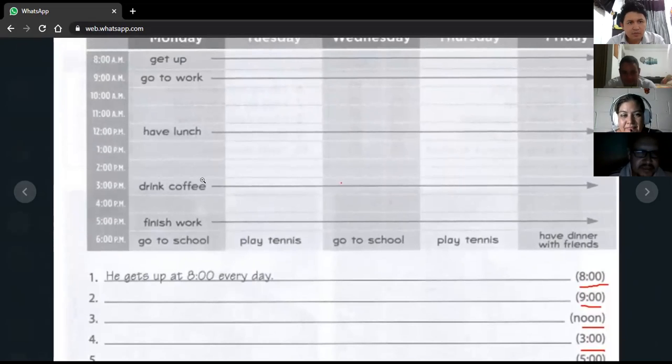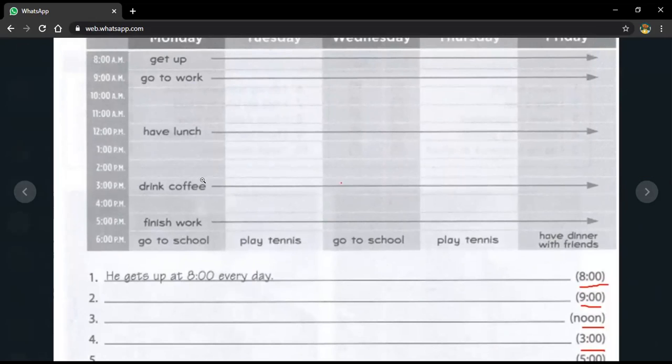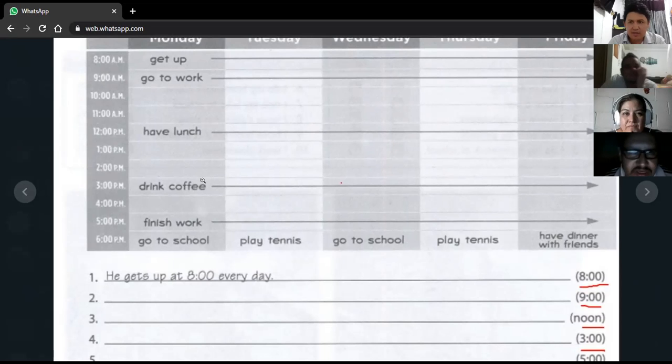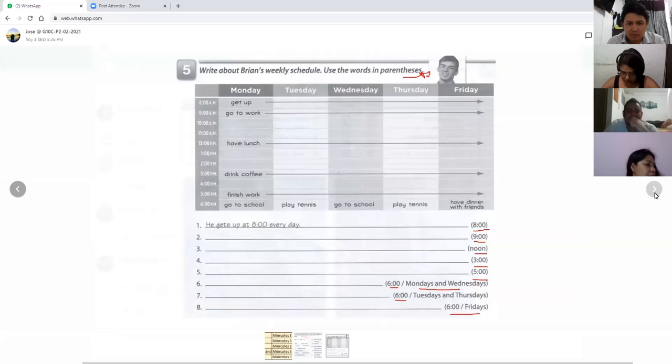Dice, he gets up at 8 a.m. every day. Luego dice, he goes to work at 9 a.m. every day. Luego dice, he has lunch at noon every day. Then he drinks coffee at 3 p.m. every day. And he finishes. El segundo sería, he goes to work at 9 a.m.